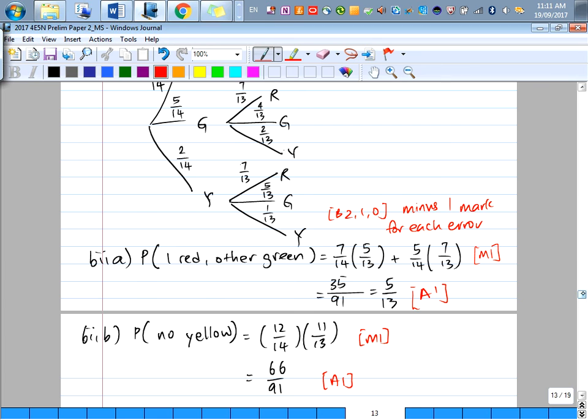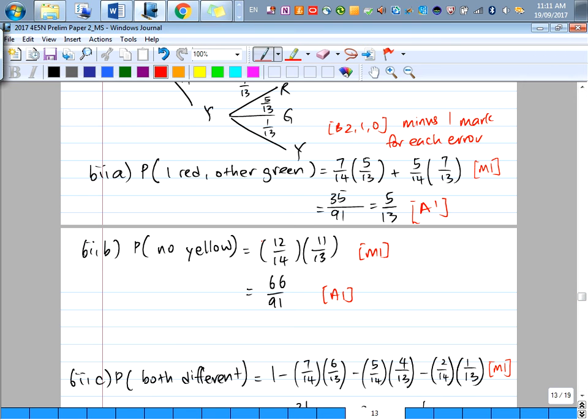Some of you are for part B, right? Probability that there is no yellow, you did this. 1 minus probability of red, yellow, plus probability of green, yellow, plus probability of yellow, yellow. This is incorrect. Okay, one more time. Some of you did this. 1 minus probability of red, yellow, green, yellow, yellow, yellow. But you forgot some more.